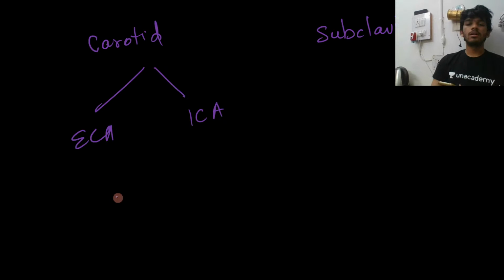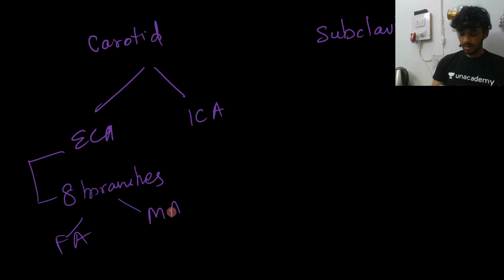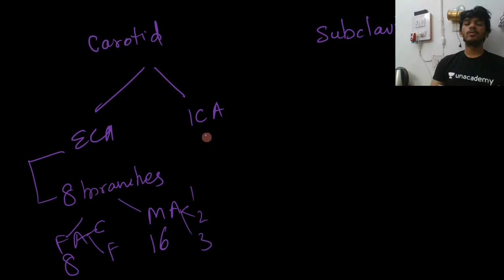External carotid artery, you have to remember there are 8 branches, out of which 2 are important to know. One is the facial artery, the other is the maxillary artery. Maxillary artery has 6 branches, facial artery has 8 branches divided into the cervical and facial parts. Internal carotid artery is divided into parts: cervical part, petrous part, cavernous part, cerebral.